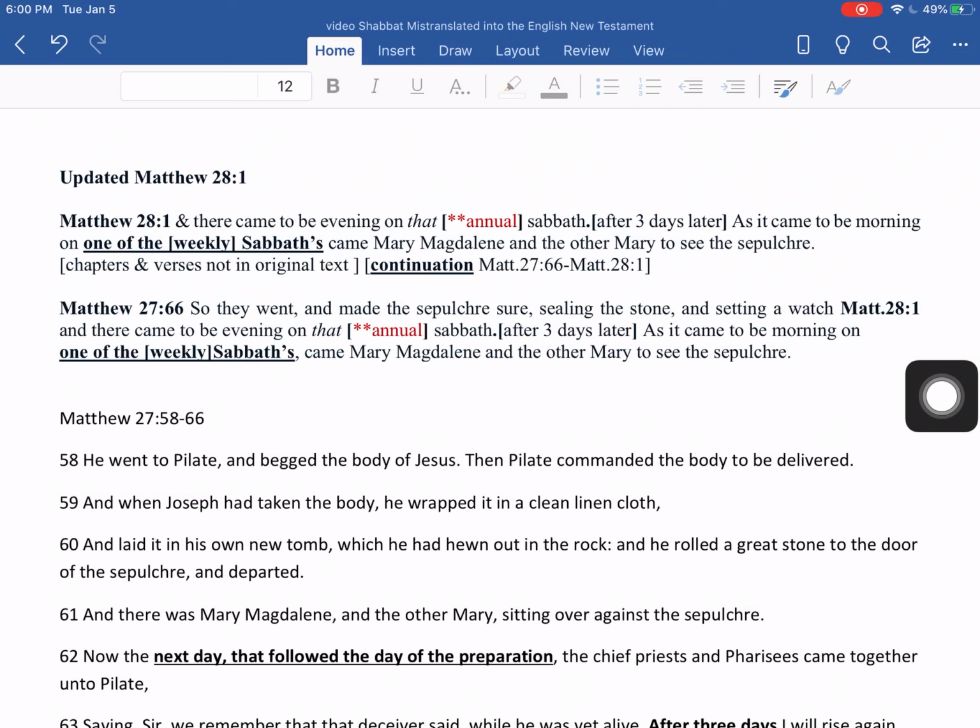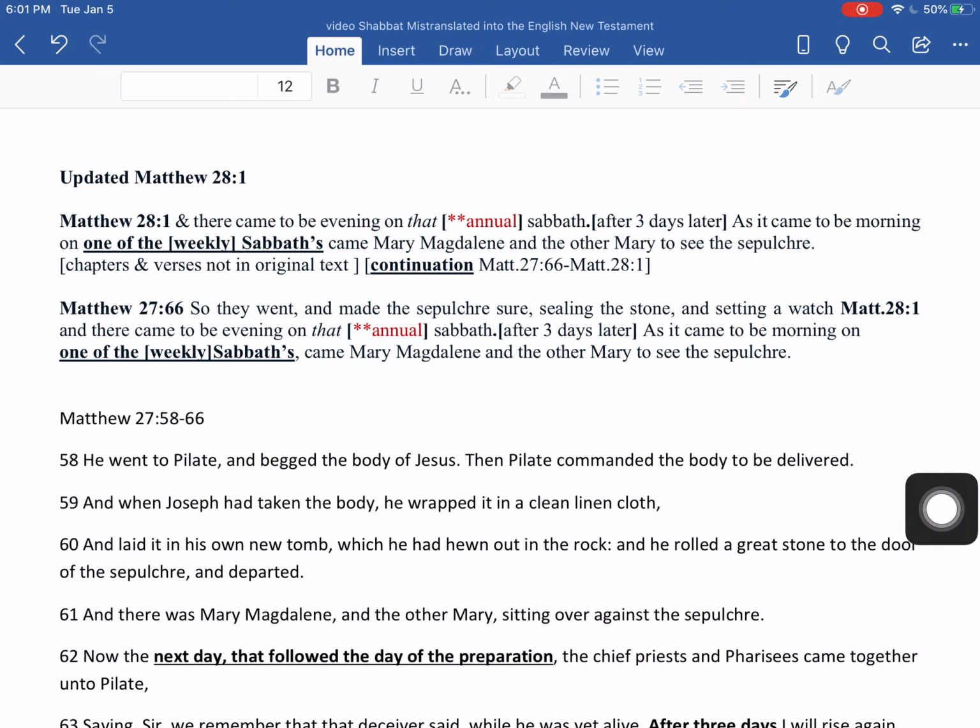All right, this video is an updated rendering of Matthew 28:1. This rendering has always been kind of a funk to render, and you could look at some of the other renderings out there. They usually render one of the Sabbaths as the word week, because there are two Sabbaths within this text, right? I recently found out the reason for the problem is that chapters and verses are not in the original text, okay? So where they put it adds a funk. I put a continuation from Matthew 27:66 and so forth.